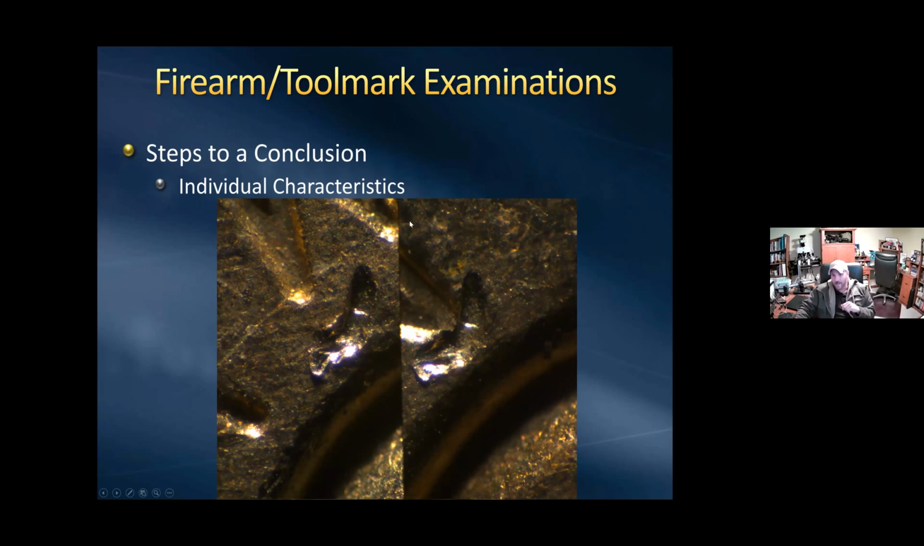Here you've got what are called ejector marks. Again, split field line. You're seeing two different objects, but look at the wonderful agreement in the microscopic tool marks between the unknown and the known.